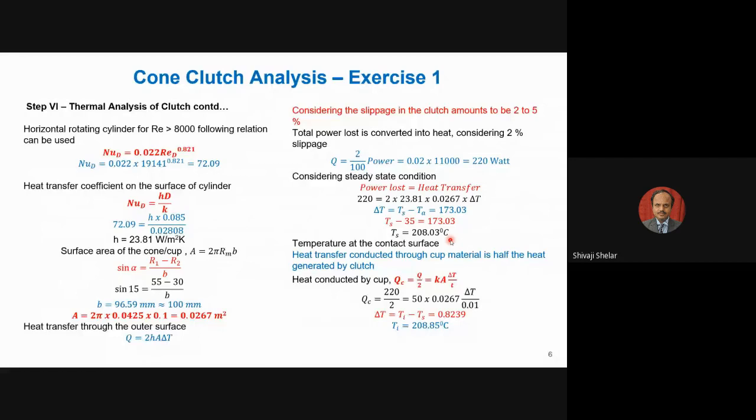But in actual practice, this is a theoretical surface temperature. In actual practice, your surface temperature will not be 208. It will be lower than this 208 value, because the heat will be lost by different mechanisms. At this moment, I am considering that heat is lost by conduction and convection. But there is a chance heat is lost by radiation also, which is not considered in the design calculation here.